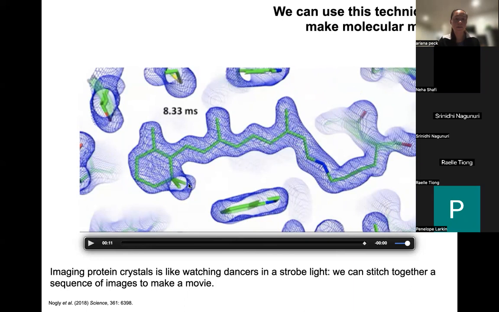And so what's really special about these X-ray free electron lasers is we can get this sort of information about how these chemical reactions are occurring in enormous detail. And we can assemble these molecular movies of how proteins are operating.